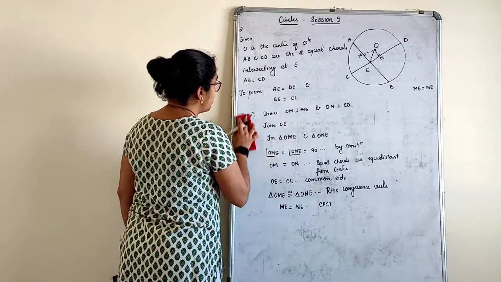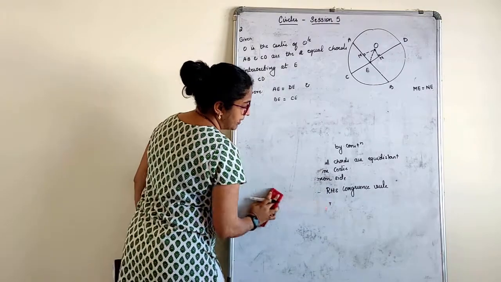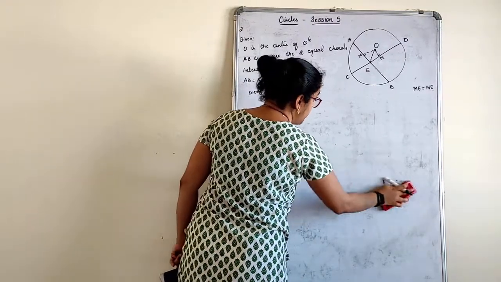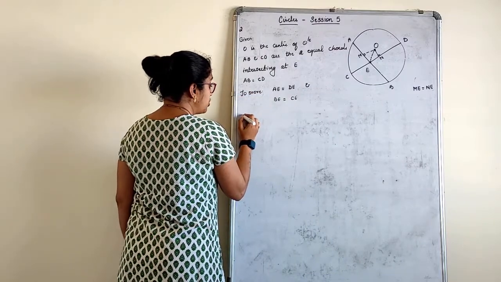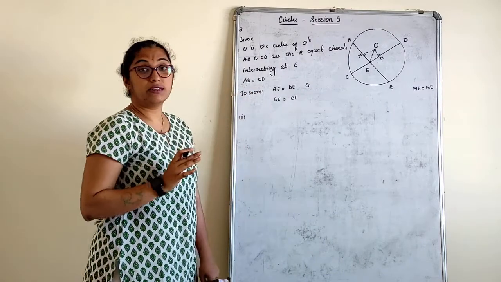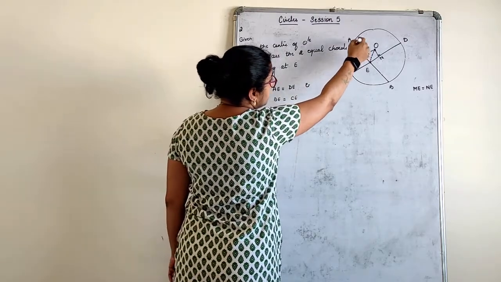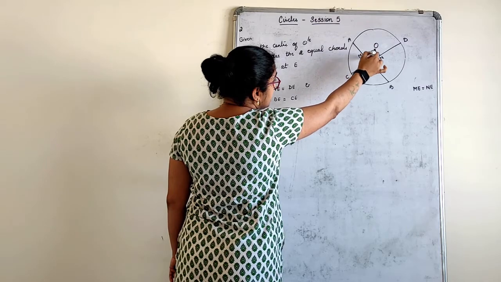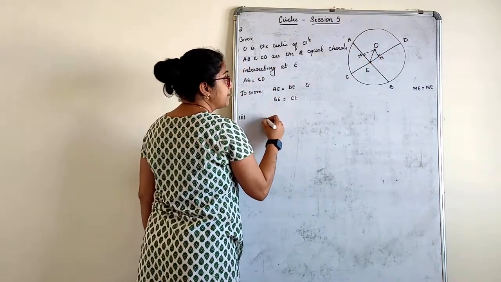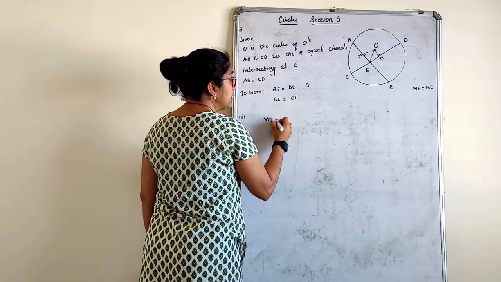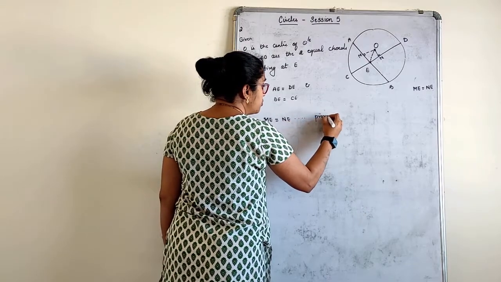I'm just going to rub this, children, because I require some space here to do the second part. This was the first part we did. Please mention that as the first part there. Now this is the second part. Do I know that what is given here is this part is equal to this part? I'll write again: ME is equal to NE, proved above.